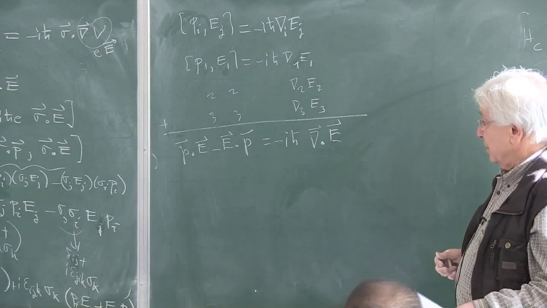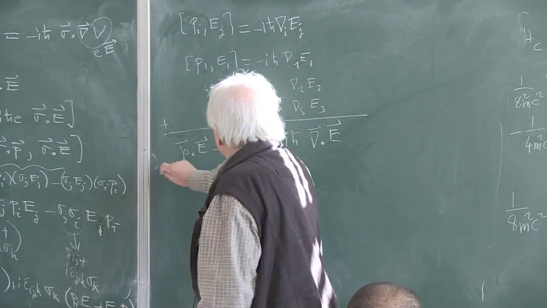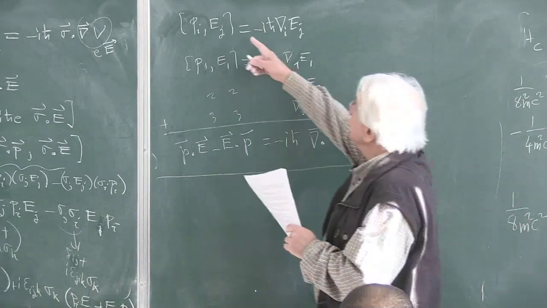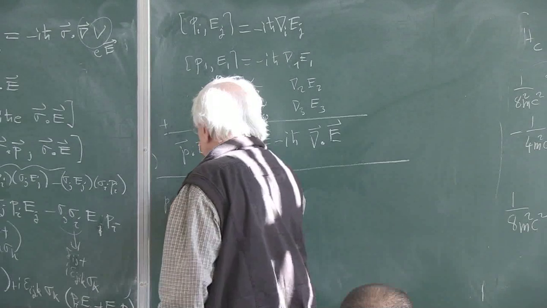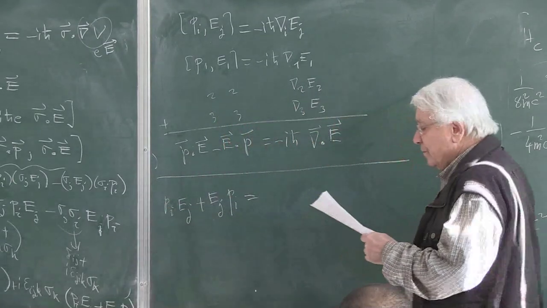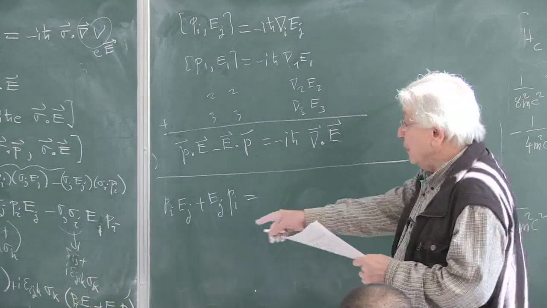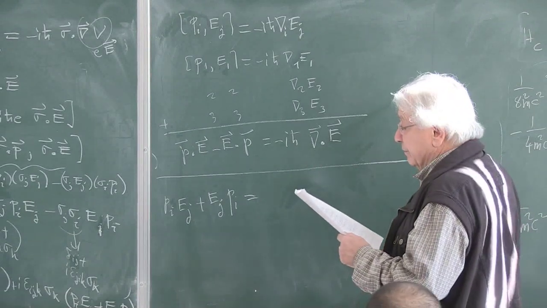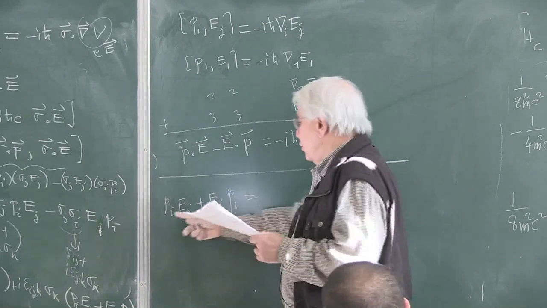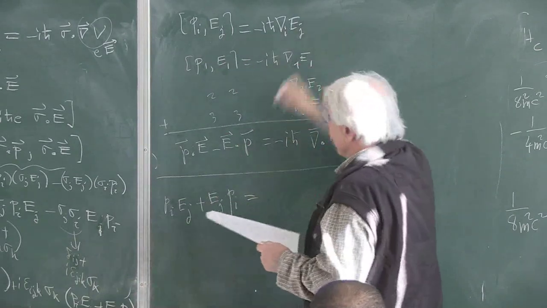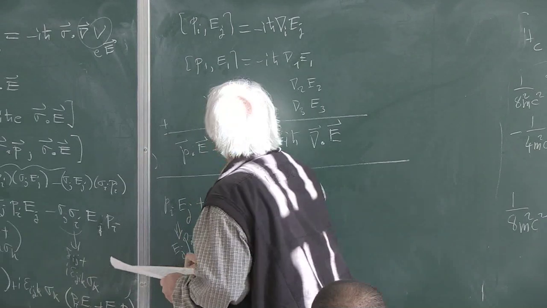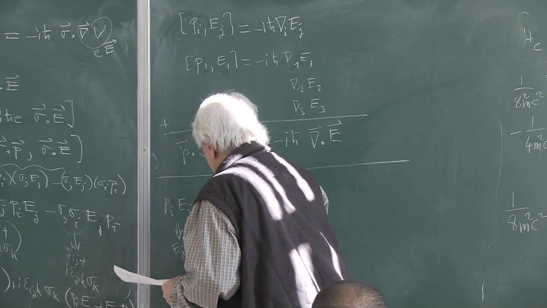The second term is not that easy. It is p_i E_j plus E_j p_i. So how do I do that? Again, I will refer to this commutator. So p_i E_j plus E_j p_i is equal to, there's an overall epsilon_ijk in the front, but let me forget it. So it is going to be the following. I would like to write it in the form of E_j p_i. I want to have the p all the way to the right. So what is p_i E_j from there? p_i E_j from there is E_j p_i minus i h bar delta_i E_j.